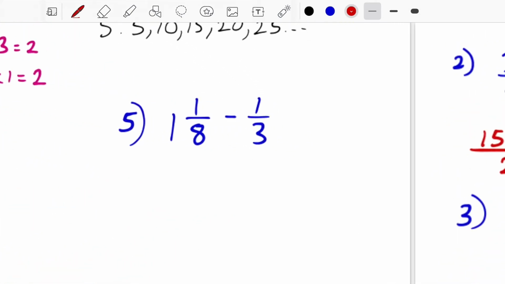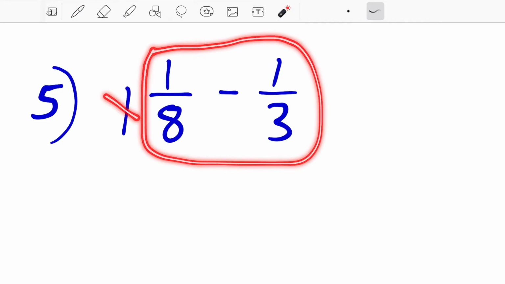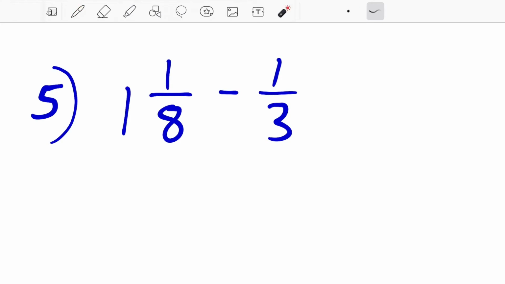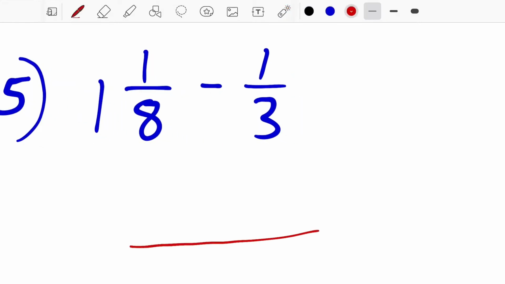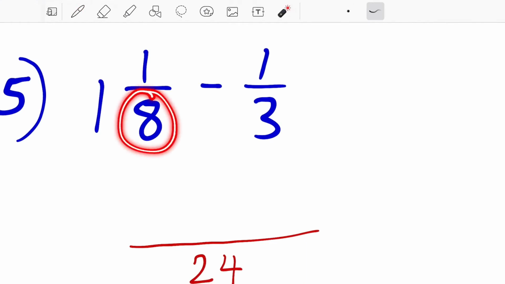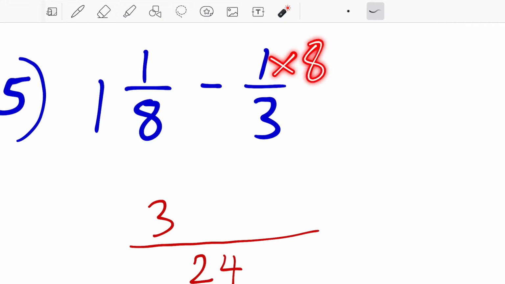So let's take a look at number 5. Number 5 includes a mixed number. So I know that 1/8 cannot take away 1/3, so we will have to borrow. So this is a different type of question. So this time we will multiply the denominators. 8 times 3 is 24. 24 divided by 8 is 3. 1 times 3 is 3. 3 into 24 is 8. 1 times 8 is 8.